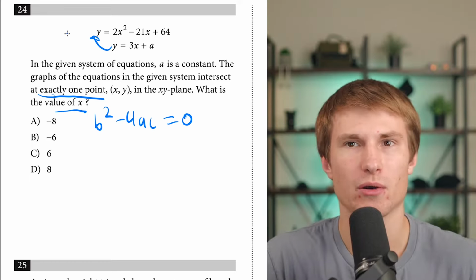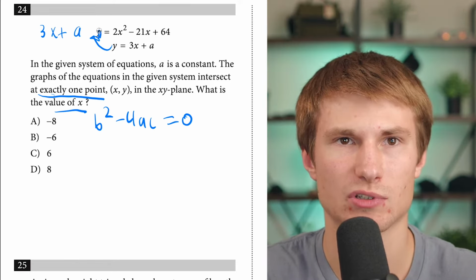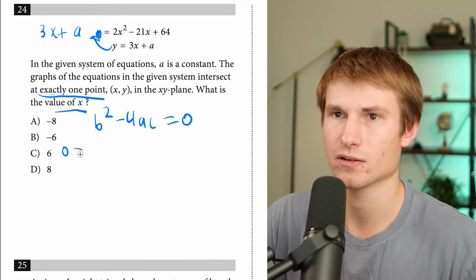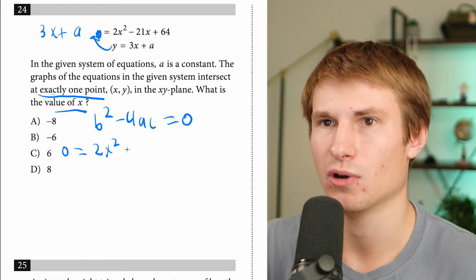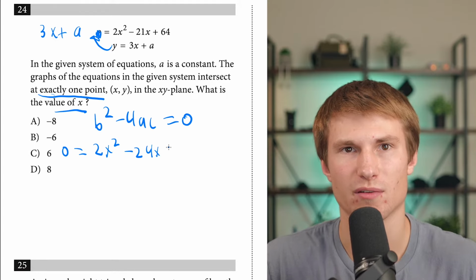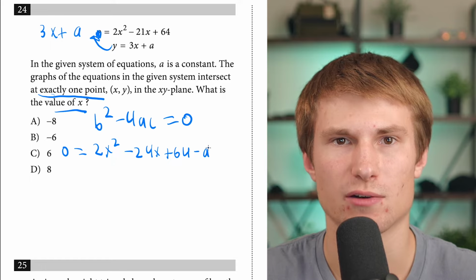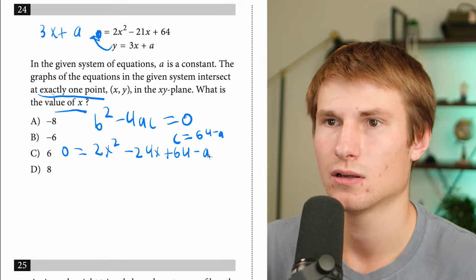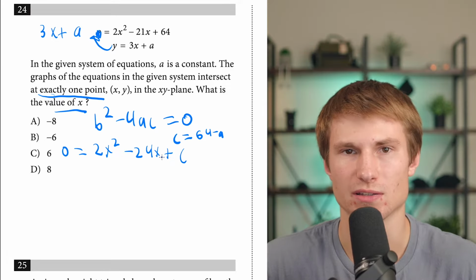So I'm going to go ahead and write this up here. So we have 3x plus a. Okay, we'll scratch out this y because we just substituted in for it. Now let's set it all equal to 0. So we'll get 0 is equal to, we've got 2x squared still. Then we've got minus 21x, but we also have to subtract 3x from both sides. So that'll give us minus 24x. Then we have plus 64 minus a. What I'll do here is call c equal to 64 minus a, and then I'll just replace the 64 minus a with c. And c just represents that 64 minus a.